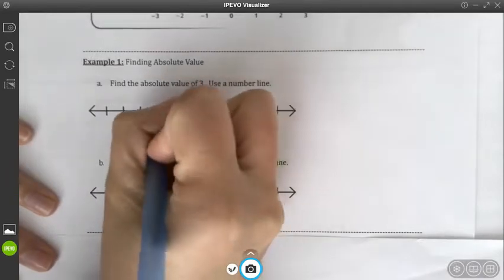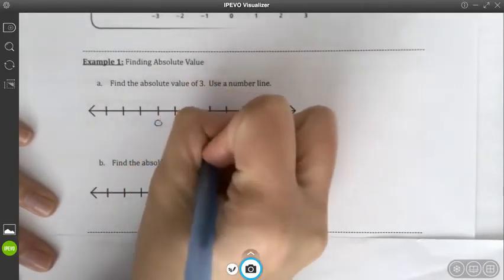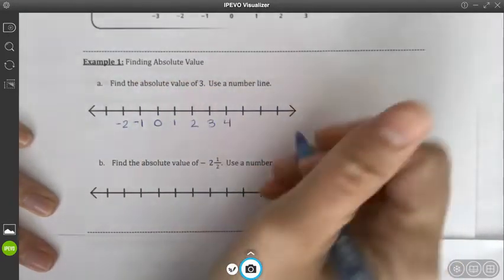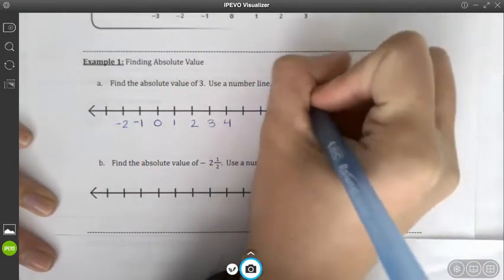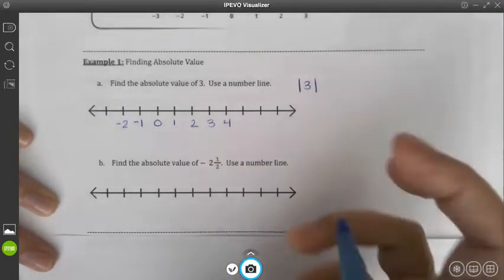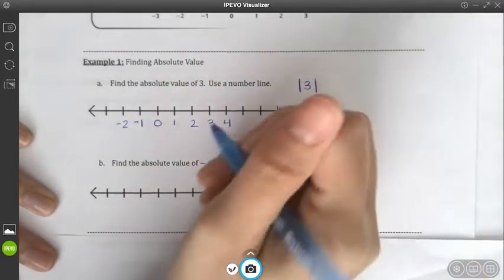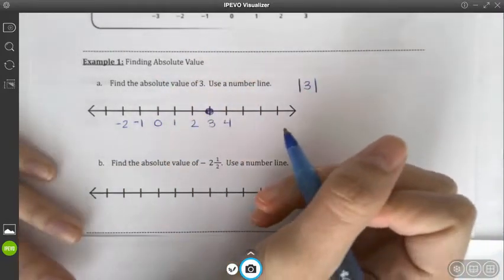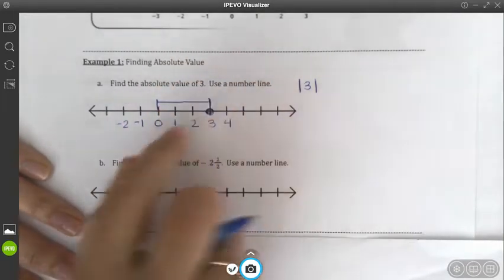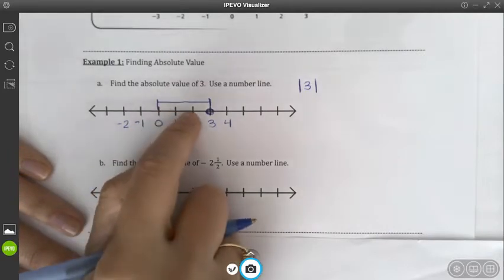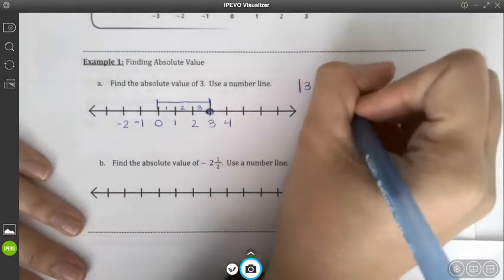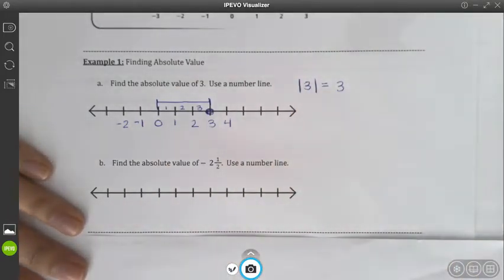So 3, so I'm going to have 0, 1, 2, 3, 4. I'll go into the negatives a little bit. So find the absolute value. This is what absolute value looks like. Now you have to be careful because absolute value can sometimes look like ones. So how far is 3 from 0? So here's 0. How many units did we cover? We cover 1, 2, 3. So the absolute value of 3 is 3.